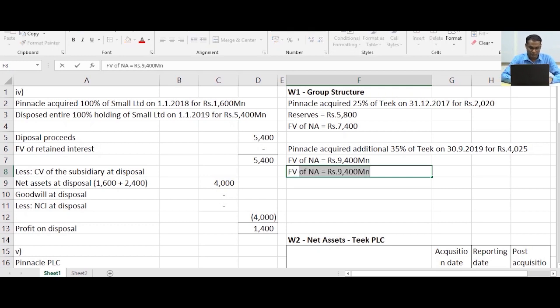So the fair value of the 25% stake is equal to rupees 2,875. You need to record everything under the group structure. Then the fair value of the 40% non-controlling interest is equal to 4,600.